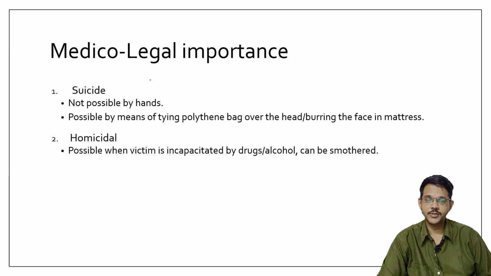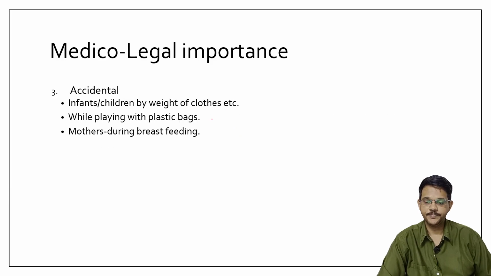Medical importance of smothering. Suicide is very difficult and not possible; it can only be done by forcibly pressing something over the nose and mouth. Homicide is commonly seen with smothering. It can be done by incapacitating the person with drugs or alcohol.